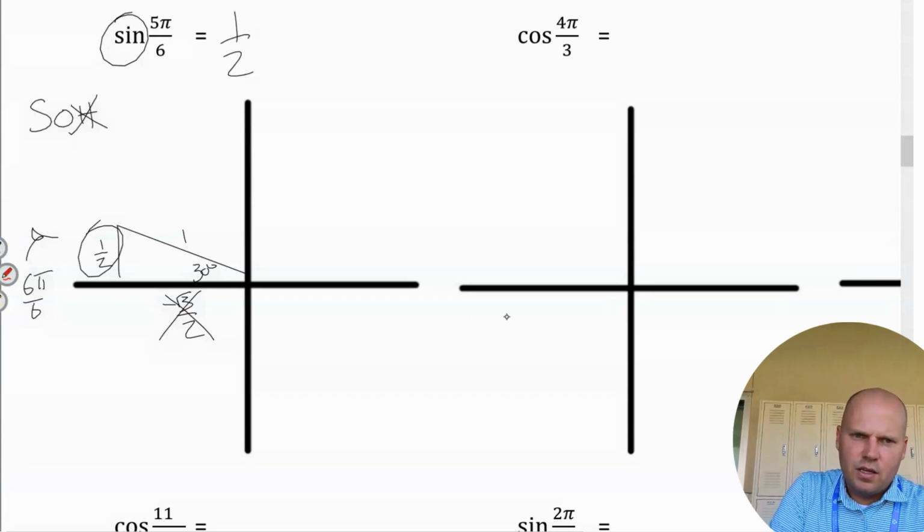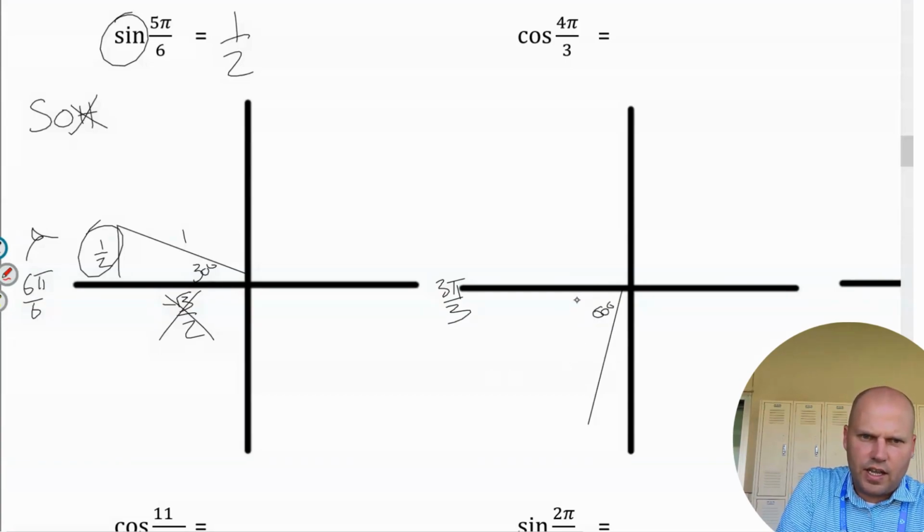4 pi over 3: 3 pi over 3 plus pi over 3 puts us here in the third quadrant, creating a tall 30, 60, 90 triangle. Let me do a better job here.